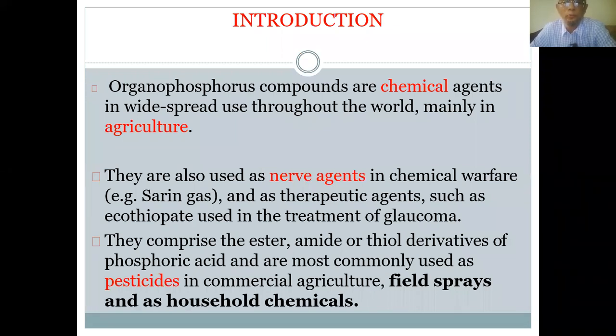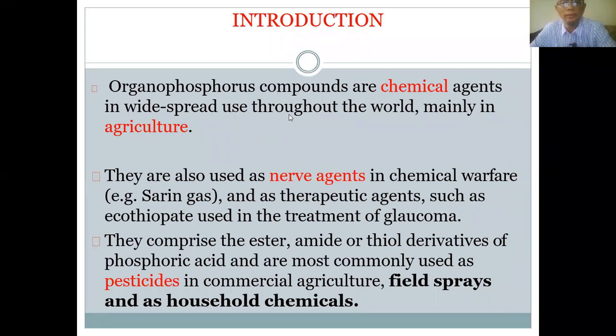So organophosphorus compounds are chemical agents which are in widespread use throughout the world, mainly in agriculture. They are used as pesticides, and they are also used as nerve agents in chemical warfare, that is sarin gas, and as therapeutic agents in the treatment of glaucoma. They comprise the esters, amides, or thiol derivatives of phosphoric acid and are most commonly used in pesticides in commercial agriculture, field spray, and as household chemicals.